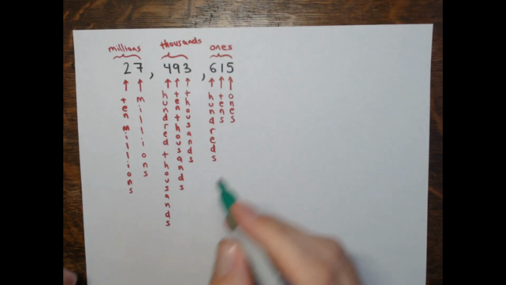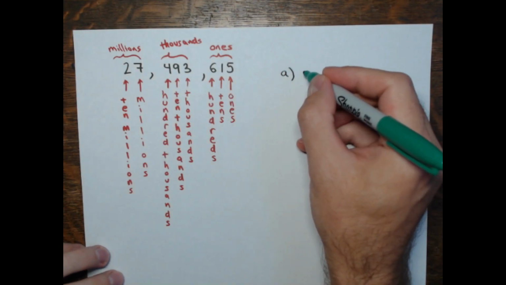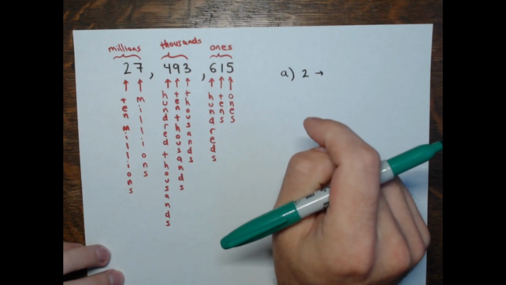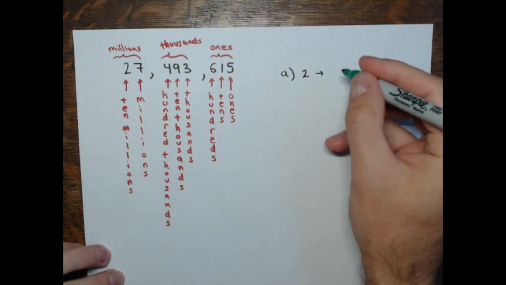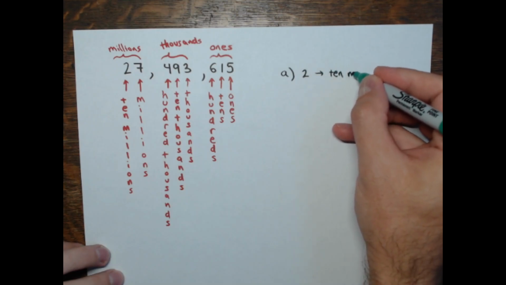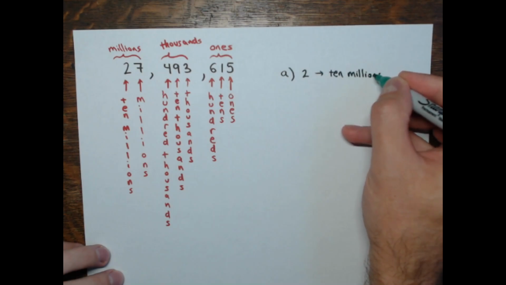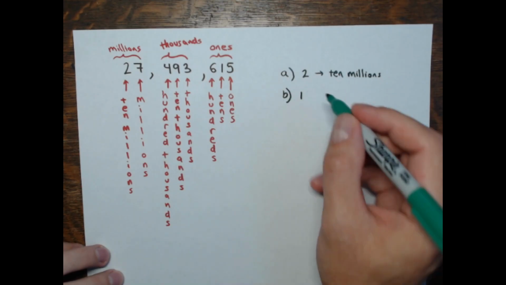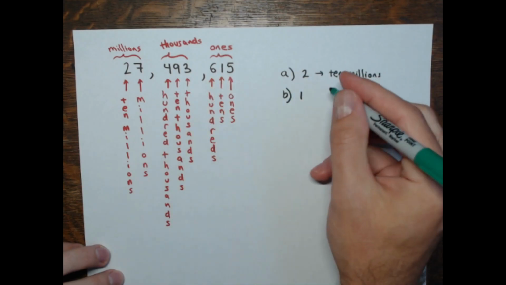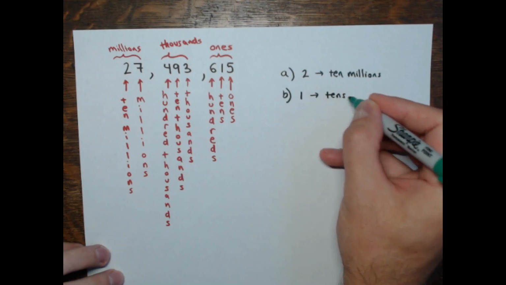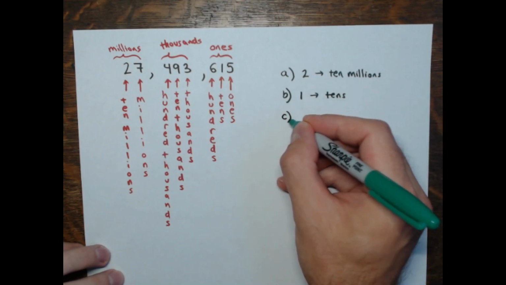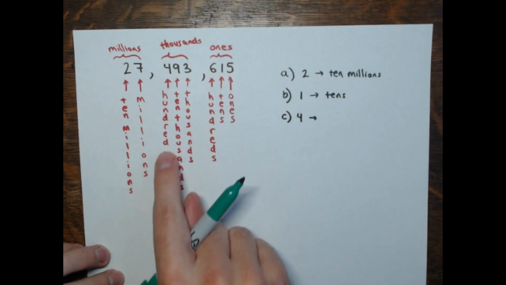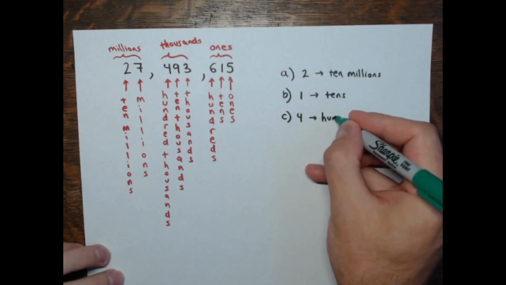Okay, so then, part A was the digit 2 in this number. That's in the 10 millions spot. Part B, the digit 1 is in the tens spot. C, the digit 4 is in the hundred thousands place.